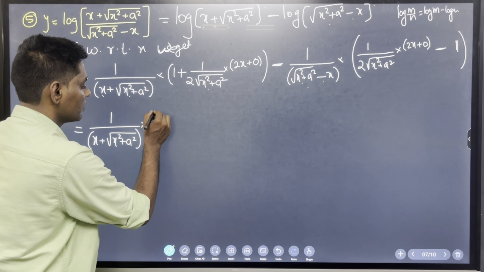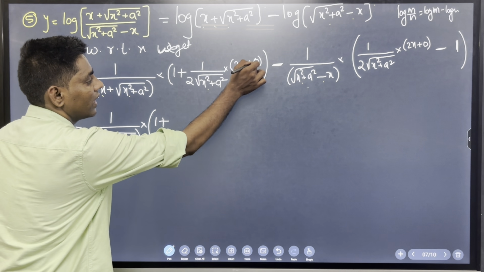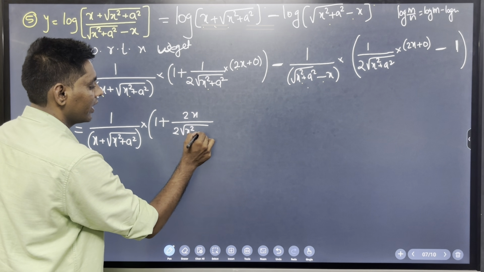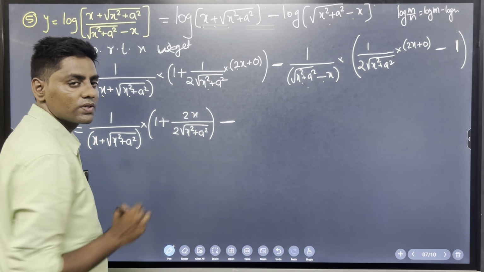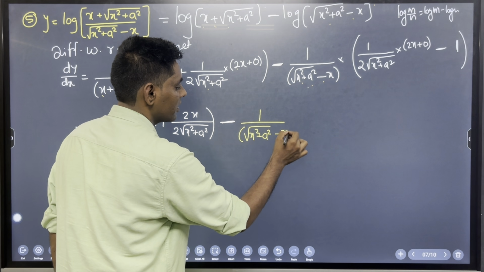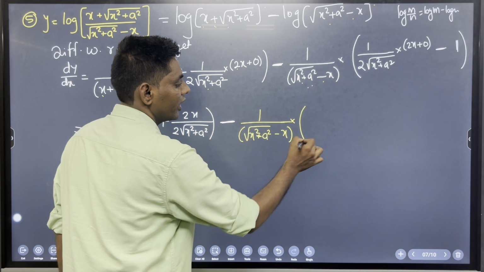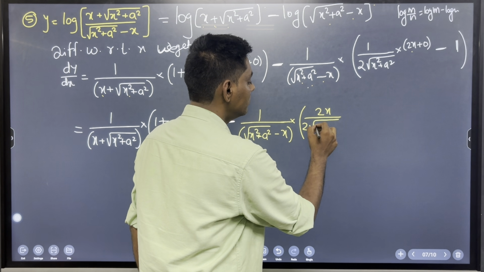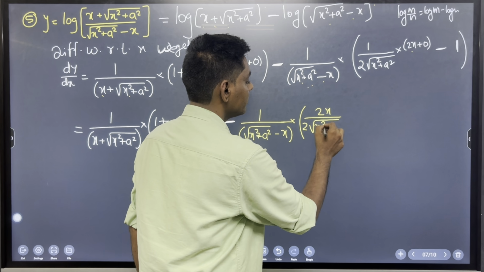bracket. When we solve, here 1 plus, the answer of the complete bracket is 2x divided by 2 into under root of x square plus a square, bracket complete, minus. Next, this is the denominator, so write down the denominator as it is. So 1 upon under root of x square plus a square minus x into, now here the answer of this bracket only 2x minus 1, and finally make the cross multiplication. So when we solve using the cross multiplication we get the answer.